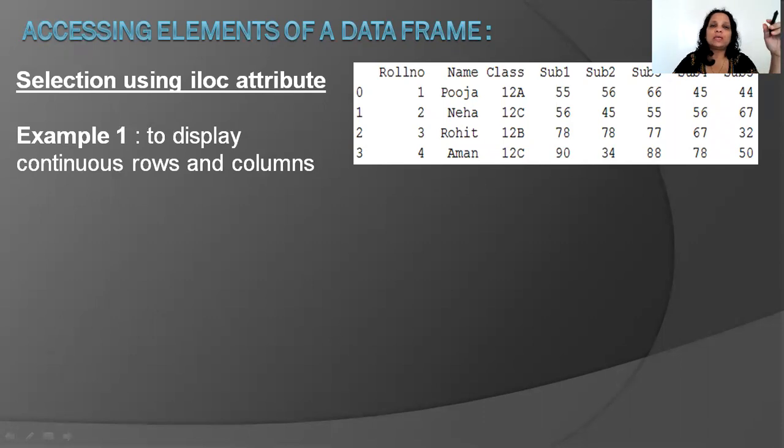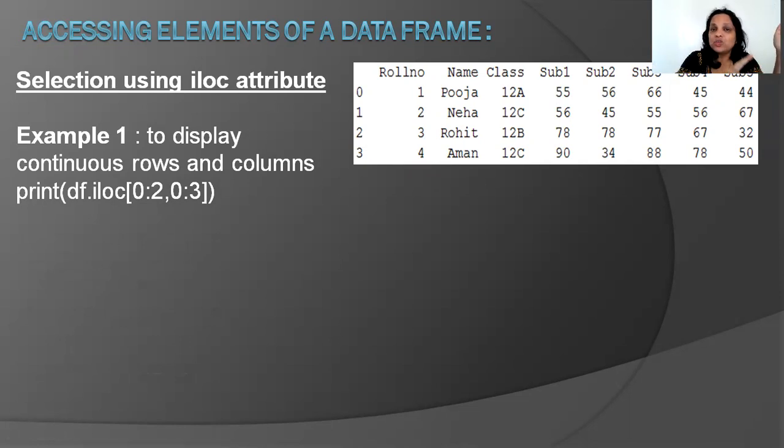Suppose you want to display some continuous rows using iloc. So you write 0:2, 0:3. But now just pay attention. Because it's the default index numbering, like it happens with strings or lists, you start at 0, but you will not stop at 2. You will stop at 1 less than 2. Similarly for columns, you will start at 0 and stop at 1 less than 3, which is 2. So which rows do you think you will get?